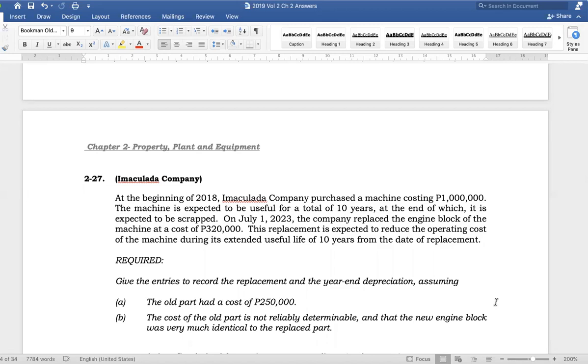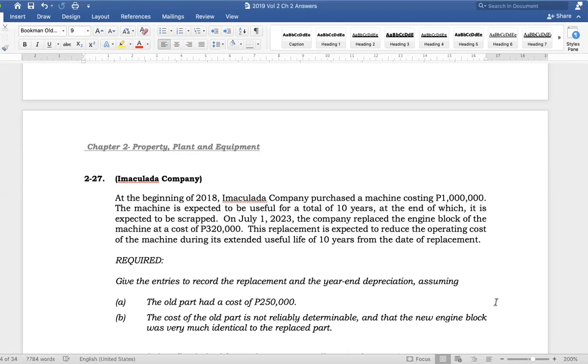We are required to give the entries to record the replacement and the year-end depreciation, assuming letter A, the old part had a cost of 250,000, and letter B, the cost of the old part is not reliably determinable, and that the new engine block was very much identical to the replaced part. So we go back therefore to the principles of subsequent accounting treatment for subsequent expenditures.